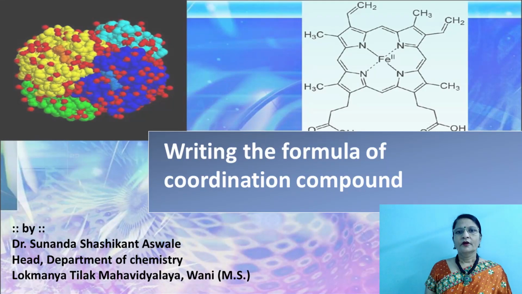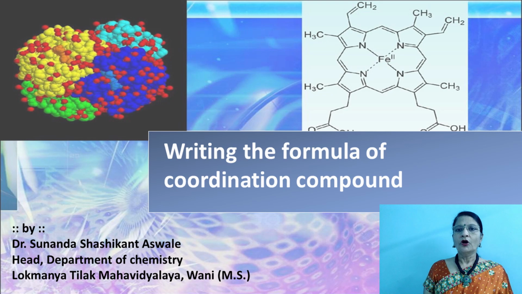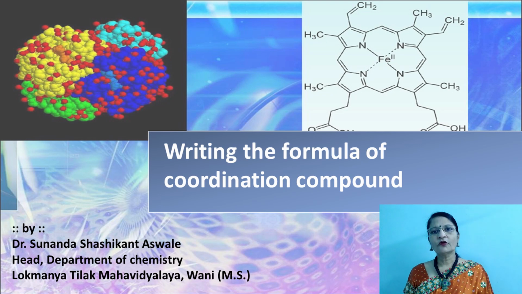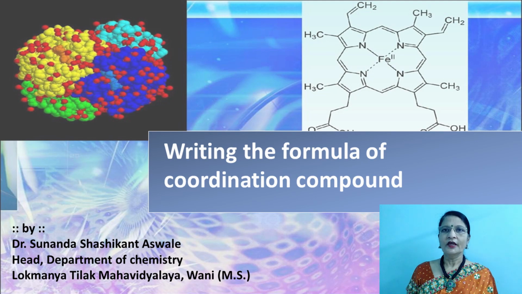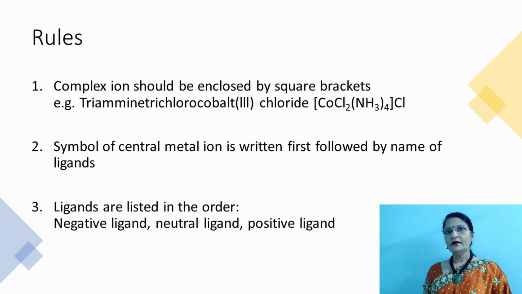Hello friends, in order to study the coordination compound, we must know how the coordination compounds are written, how the formula of the coordination compound is written. There are a few rules. First, we have to write the complex ion in the square bracket, and inside the square bracket, we have to write the central metal ion and the ligand. First, we have to write the central metal ion followed by the ligand.